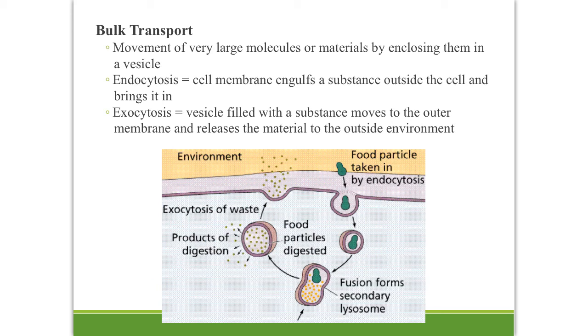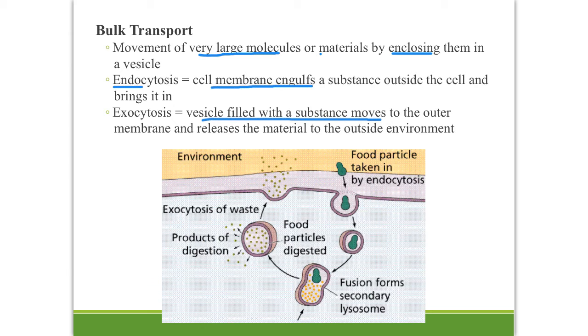Then bulk transport is the last type of active transport, and this is the movement of very large molecules or substances that get enclosed in a vesicle. So if there's something outside that the cell wants to bring in, part of the cell membrane is sent out to engulf or to surround that substance and then turn that into a vesicle and bring that substance into the cell, draw it in. And if there's something in the cell that needs to go out, then the vesicle filled with that substance is moved to the outer cell membrane and then can open up and release the material to the outside environment.